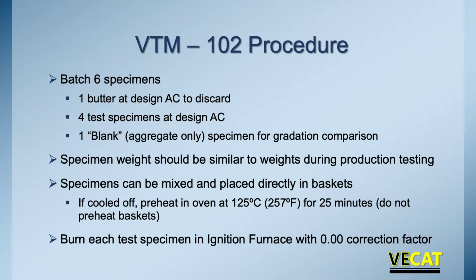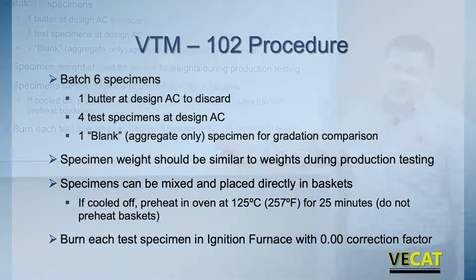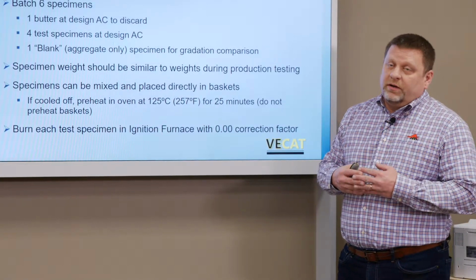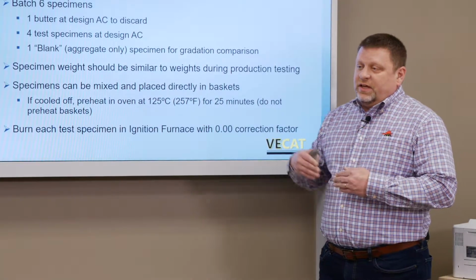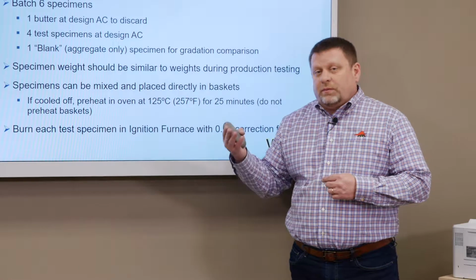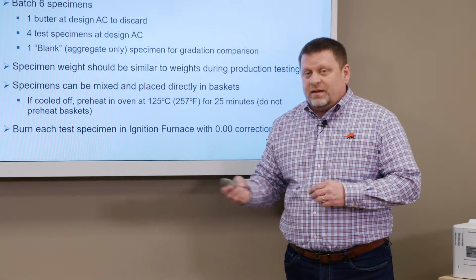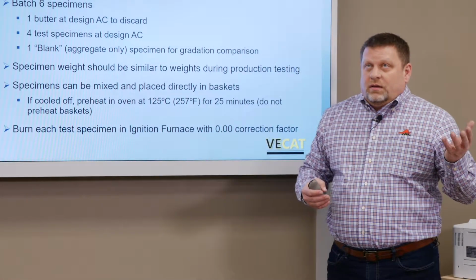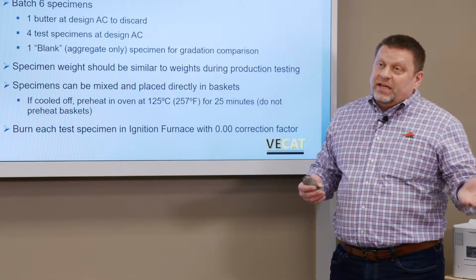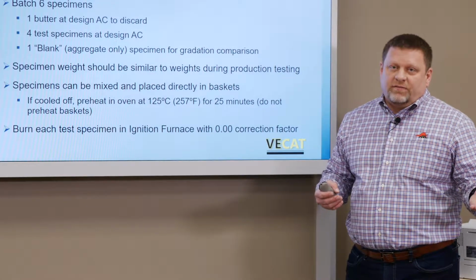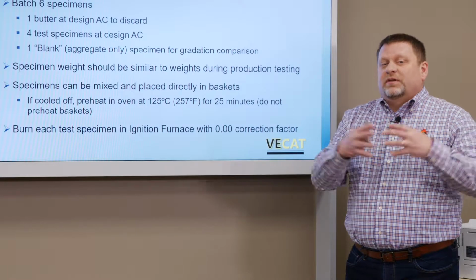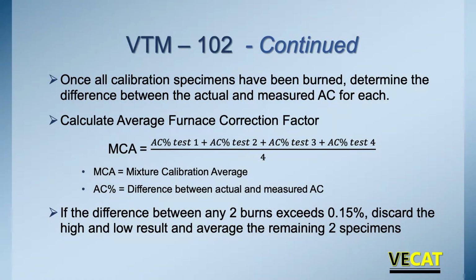When we actually burn our furnace correction factor samples, this is the only time we set the ignition furnace with a 0.0 correction factor. The whole purpose of what we're doing here is to establish the difference in a known asphalt content that we mix these samples at versus the measured asphalt content that comes out of the furnace. That is how we determine the furnace correction factor.